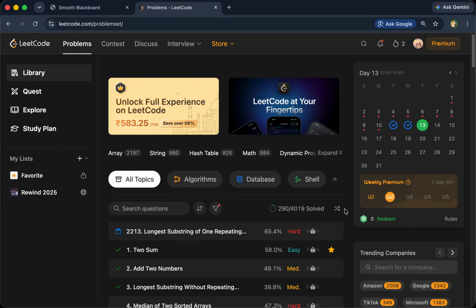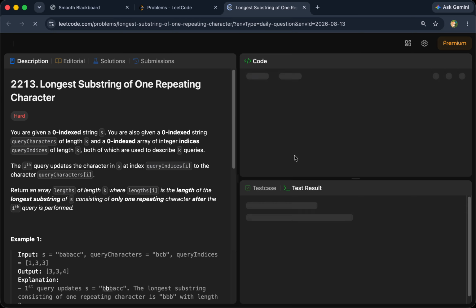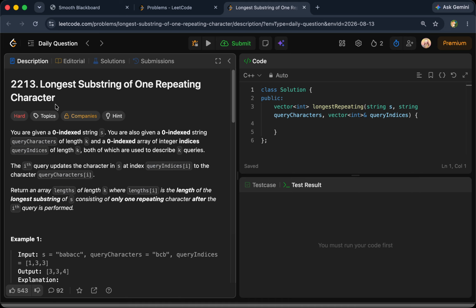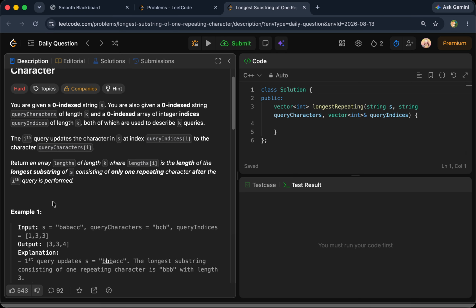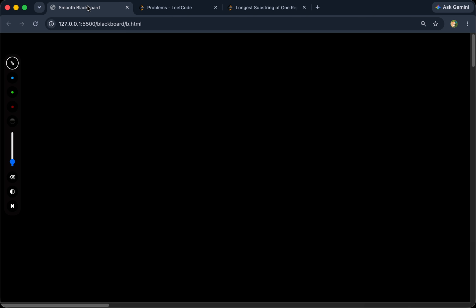So today we are going to solve this problem. It's LeetCode problem 2213, longest substring of one repeating character. This problem looks a little difficult at first, so let's completely ignore the complicated wording and understand it with a simple example. So let's go.